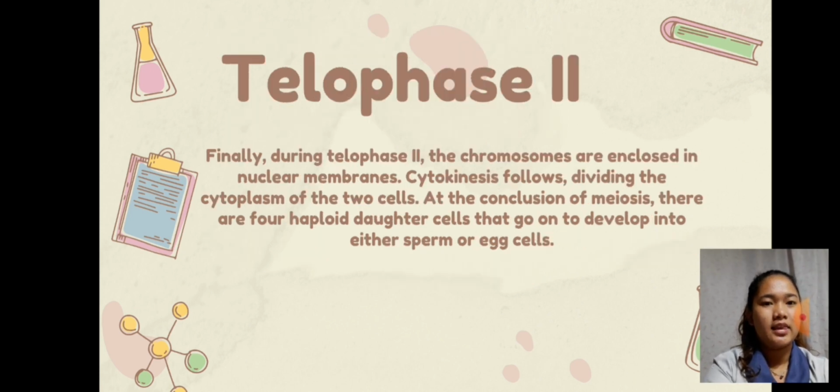Lastly, in telophase 2, the chromosomes are enclosed in nuclear membranes. Cytokinesis follows, dividing the cytoplasm of the two cells. At the conclusion of meiosis, there are four haploid daughter cells that go on to develop into either a sperm or egg cell.